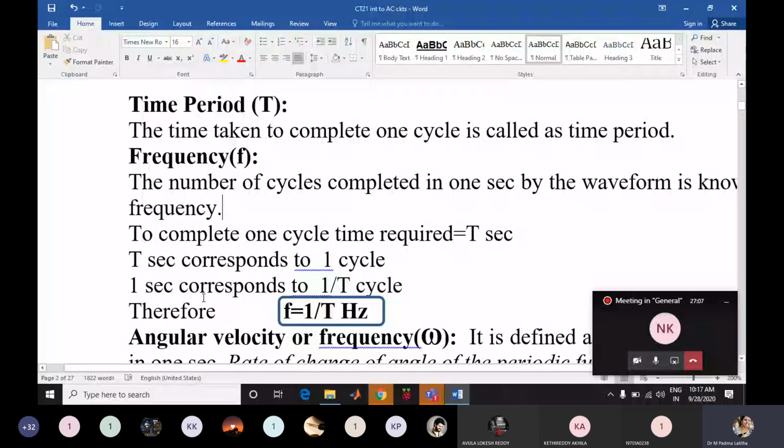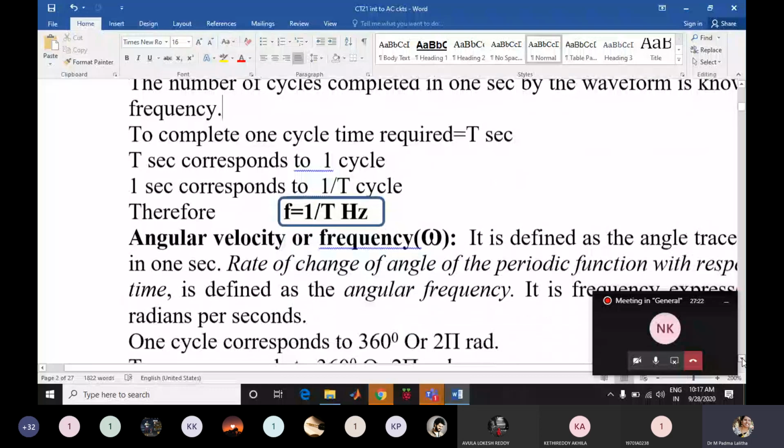So in 1 second, how many cycles can you complete? 1 by 2 cycles. So the number of cycles completed in 1 second is 1 by 2. That means frequency is equal to 1 by 2, sorry, 1 by 2 hertz. The unit of frequency is hertz.